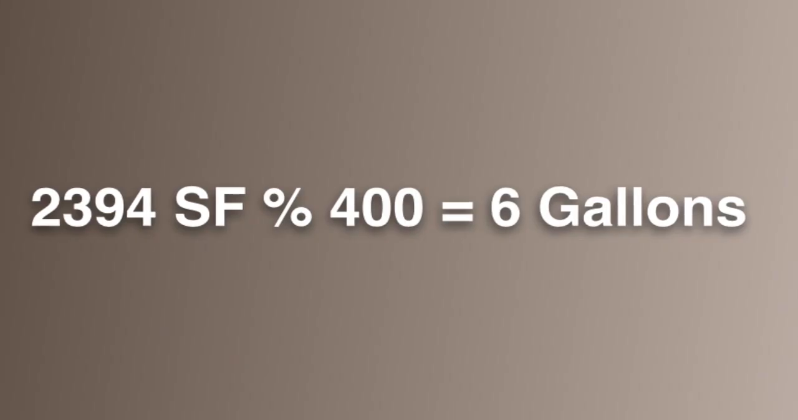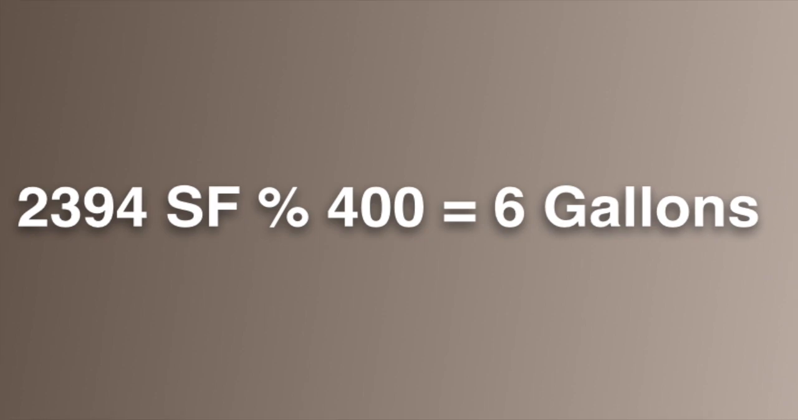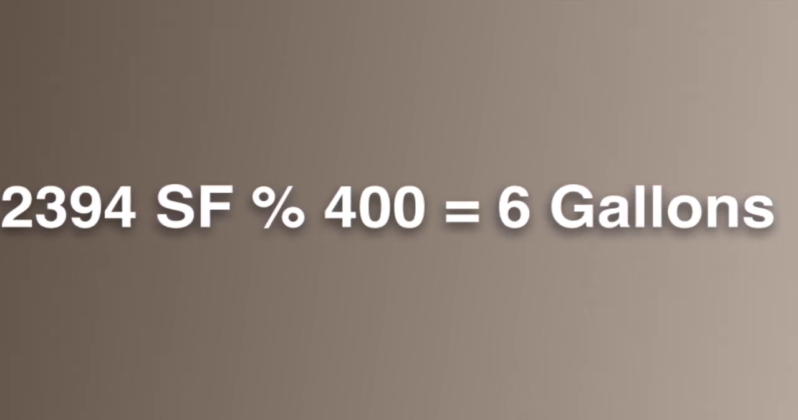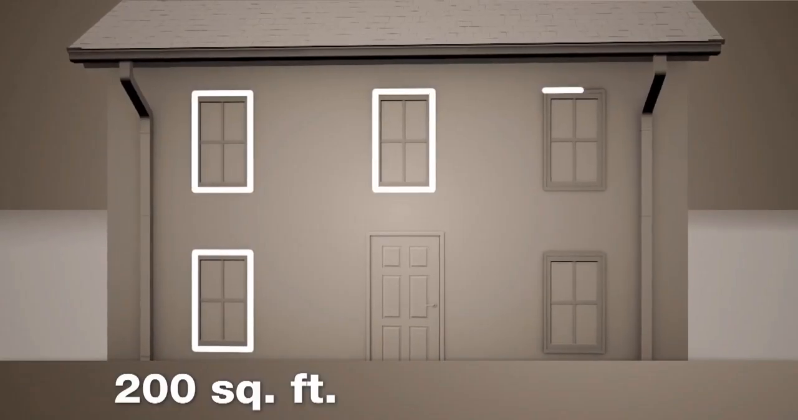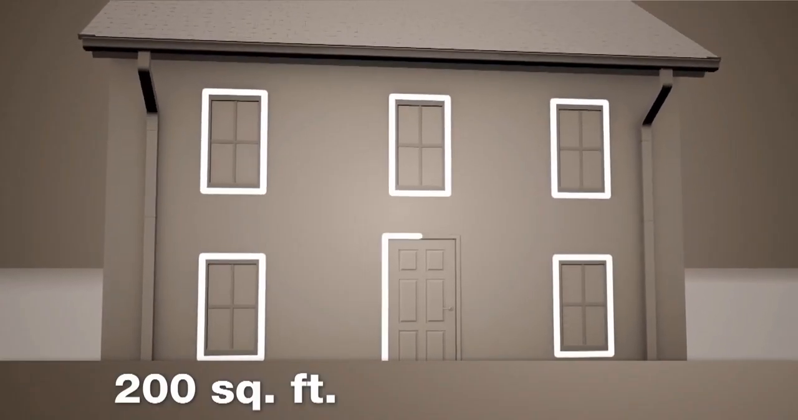Divide the square footage by the amount of coverage per gallon. This will give you the amount of gallons required to paint the exterior wall surface. With these measurements, it is easy to calculate the square footage of the trim.